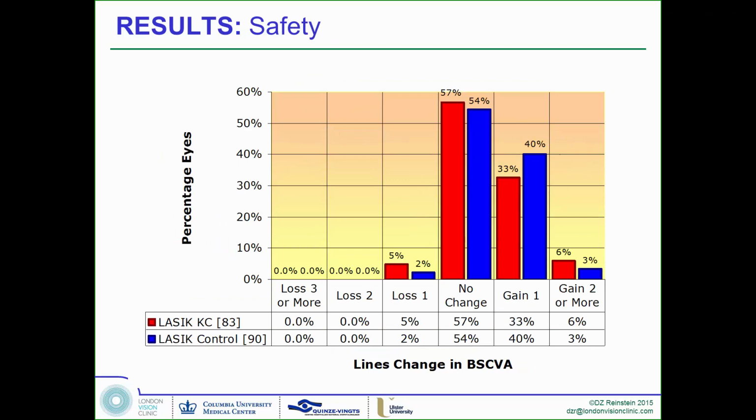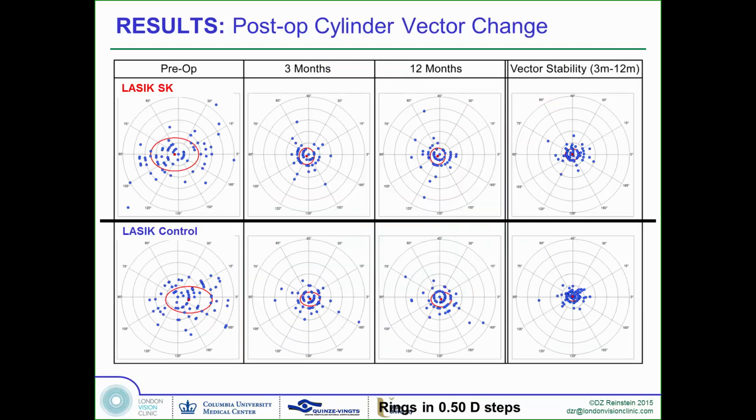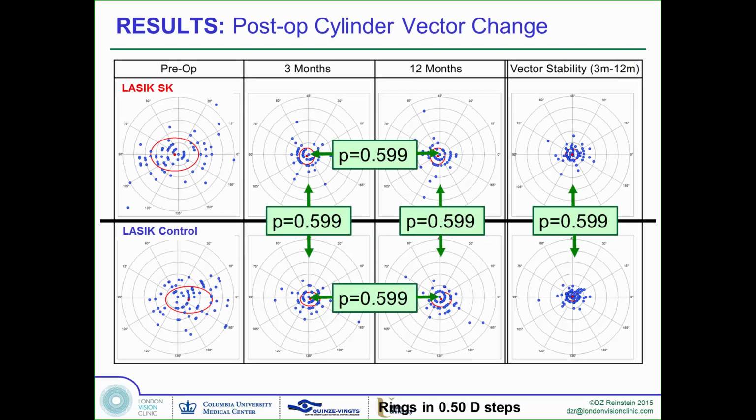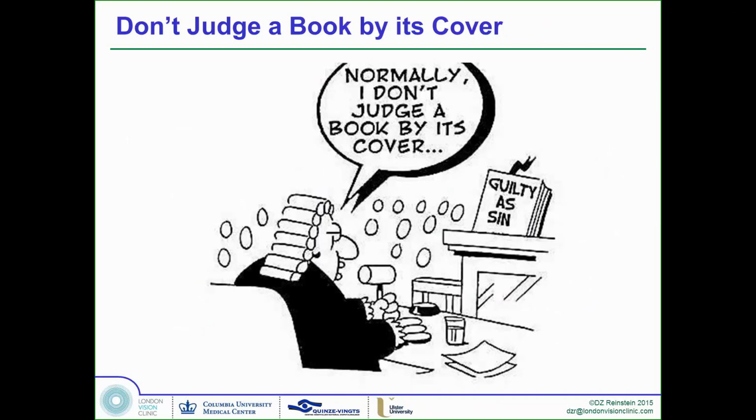There was no difference in safety between the two groups. And a vector analysis showed that there was no difference within groups from the 3-month to the 12-month visit in terms of change of cylinder. There was no difference between groups at 3 months or at 12 months in terms of the amount of cylinder present, and the vector stability, the change in cylinder between 3 and 12 months, was identical between the two groups. So what we showed was that you can't judge the book by its cover.